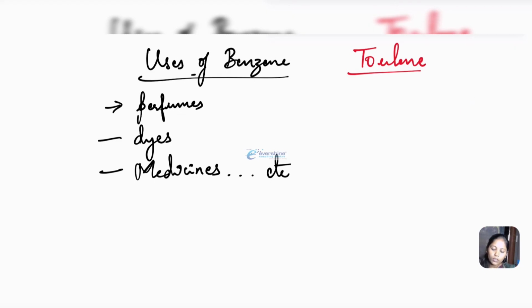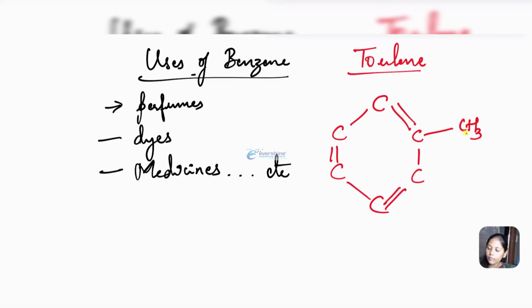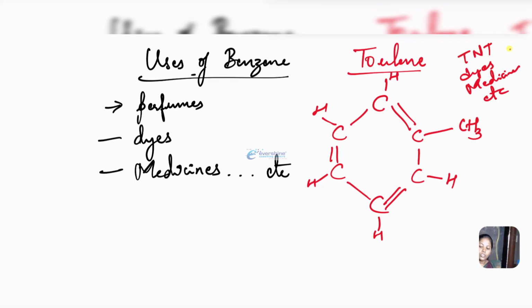Six carbons like this, with alternate single and double bonds, with one CH3. Remaining all H. This is the structure of toluene. Toluene is also used for dyes, medicines, etc. TNT, trinitrotoluene explosives. Explosives are nothing but bombs.